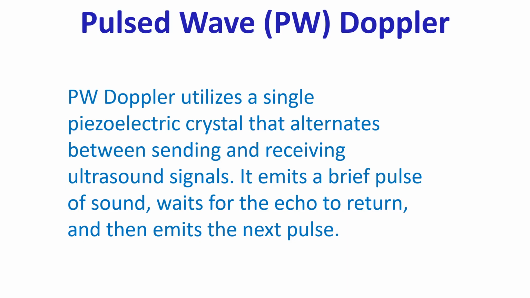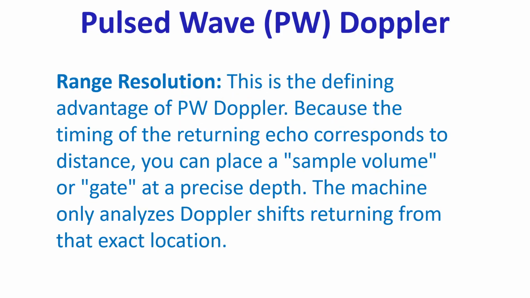Pulsed wave Doppler utilizes a single piezoelectric crystal that alternates between sending and receiving ultrasound signals. It emits a brief pulse of sound, waits for the echo to return, and then emits the next pulse. Range resolution. This is the defining advantage of pulsed wave Doppler. Because the timing of the returning echo corresponds to the distance, you can place a sample volume or gate at a precise depth. The machine only analyzes Doppler shifts returning from that exact location.